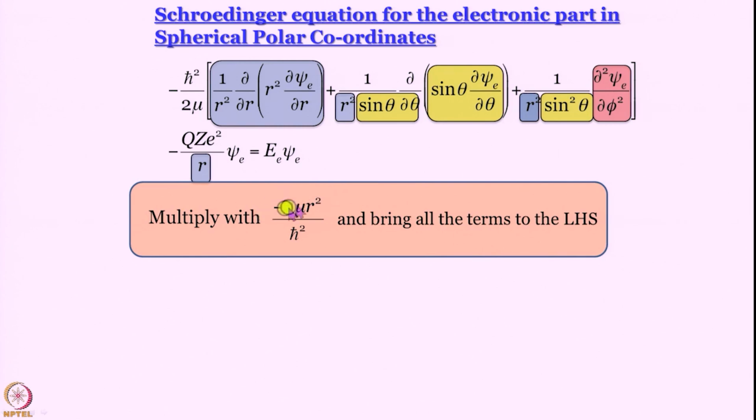If I multiply by minus 2 mu r square by h cross square, what happens? This r square gets eliminated, right. So at least the second term becomes only in terms of theta, except for the wave function of course. The third term, the operator part, is only in terms of theta and phi. So r is eliminated from second and third terms, and then we bring this E psi e to the left hand side.